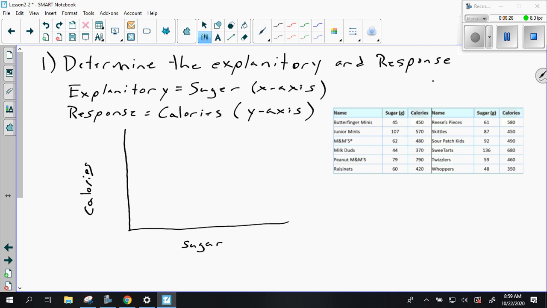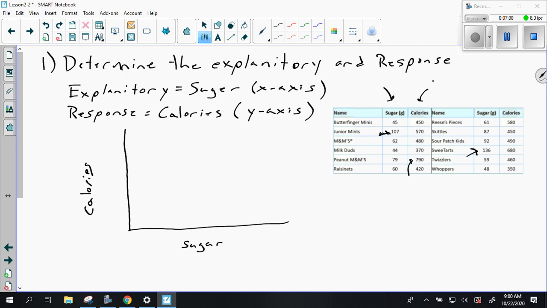All right, so if this is our x-axis and this is our y-axis, we're going to need to talk about the scale. So it looks like 107 is our largest value on our x. Oh, no, it's not. It is sweet tarts. Okay, so that is the largest value on our x-axis. What's the largest value for our y-axis? It looks like it might be 790. So we're going to have to figure out how to scale this properly.